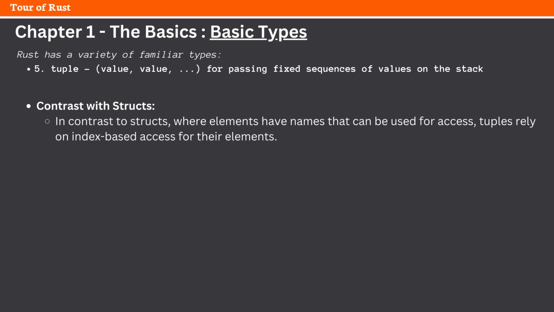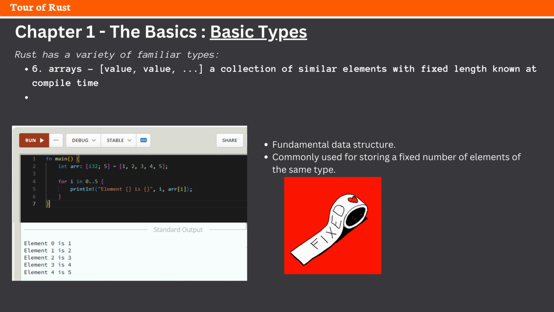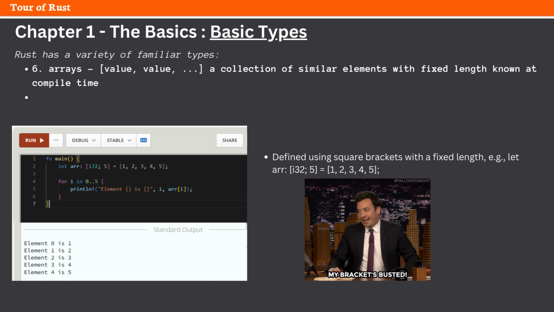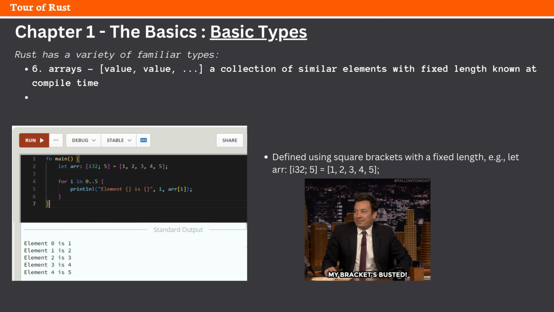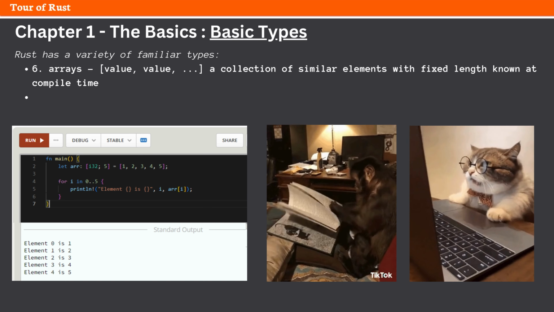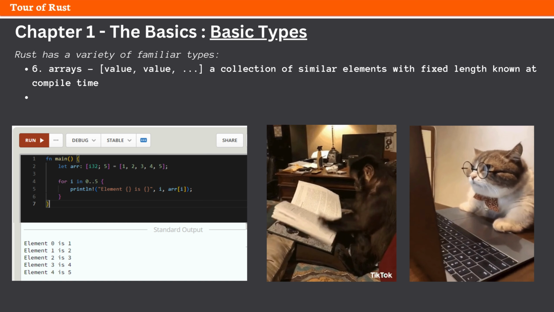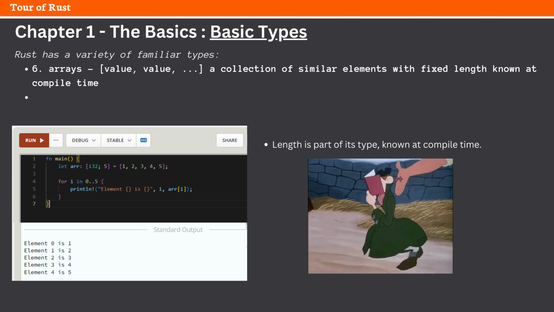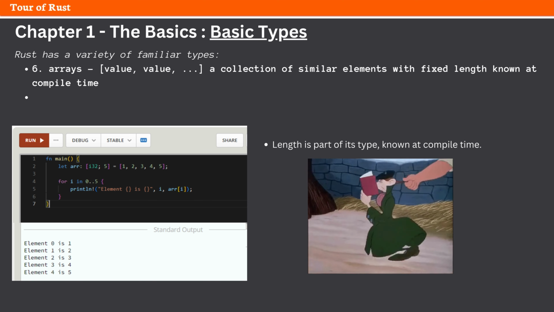Arrays are a fundamental data structure in Rust, and they're commonly used to store a fixed number of elements of the same type. Here are some key points to remember. In Rust, arrays are defined using square brackets and a fixed length, like this: let ar: [i32; 5] = [1, 2, 3, 4, 5]. The length of an array is part of its type, and it must be known at compile time. This means you can't change the length of an array once it's been created.